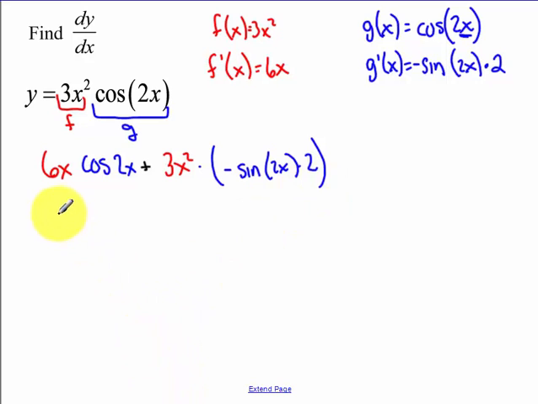Now simplifying that out a little bit. I wanted to write a little negative in there because this term is negative. And again, you could factor out a 6 and an x if you want, but I'm okay if you leave it like that.